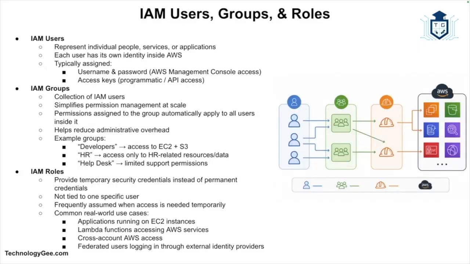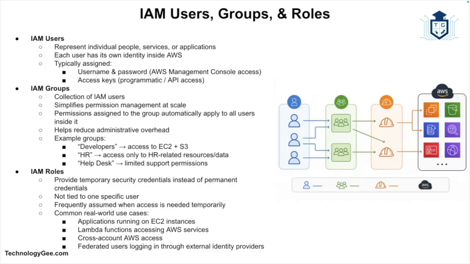All right, next, let's talk about identity and access management users, groups, and roles, which are your core building blocks. So when it comes to the users, they represent individual people or applications, and they have long-term credentials like a username and password or some type of access key. Then you have groups, and these are collections of users. They are used to assign permissions at scale. So an example of this would be the developers group, where they have access to EC2 plus S3.